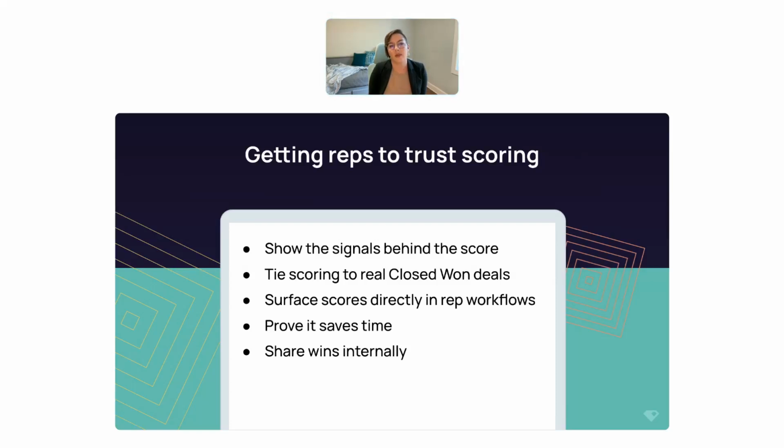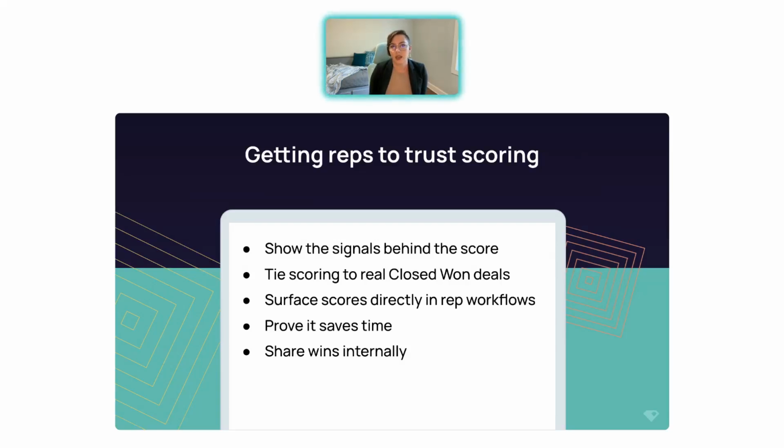A few things that have helped us are showing the signals behind the scoring, like I showed you in the cheat sheet, and running an enablement session with your team to explain all of those things, diving in the way I did with y'all just now, and really letting them understand how the system works. Also tying the scoring back to real closed won deals, and surfacing scores directly inside their workflow, like you saw, is really big. It's right there where they're working. They don't have to go dig around for it and try to understand.